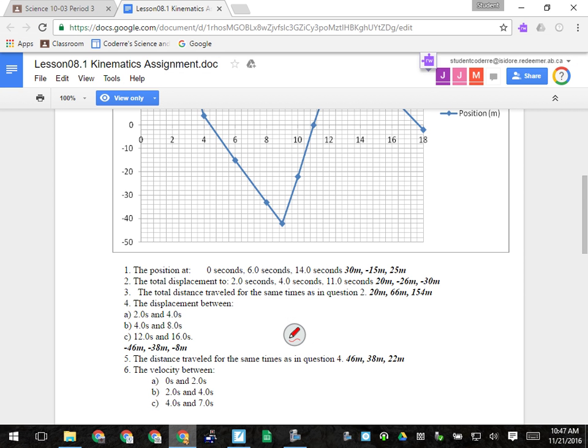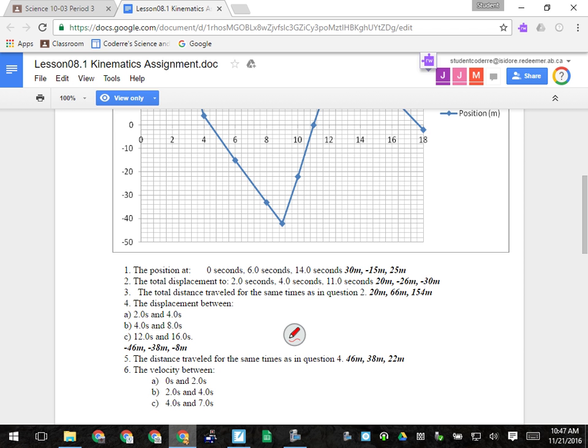And then looking at question number 5, it's the distance traveled. So we basically just have to add up all the parts. If we're looking at between 4 and 8 seconds, it would be the same thing, except now we would have to add the positive and the negative on. For a question, how many people are on to 6 doing velocity?